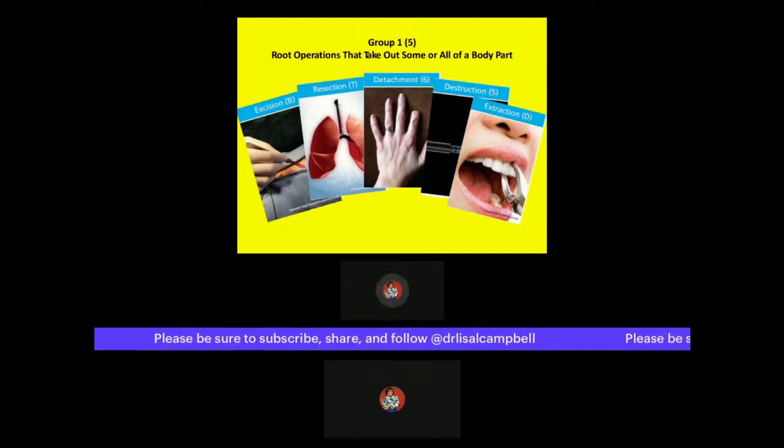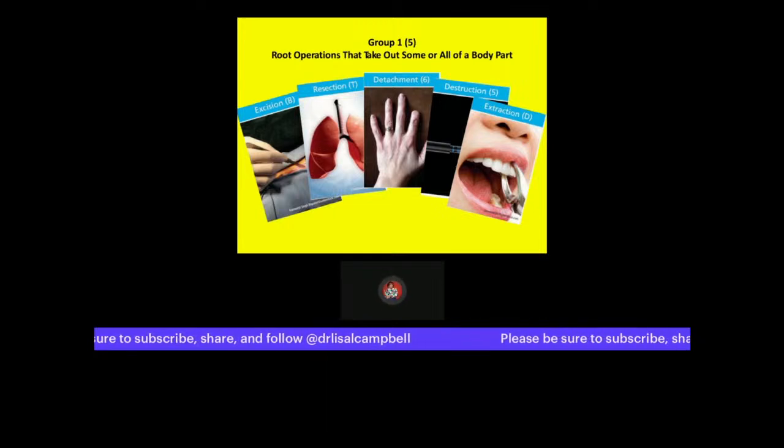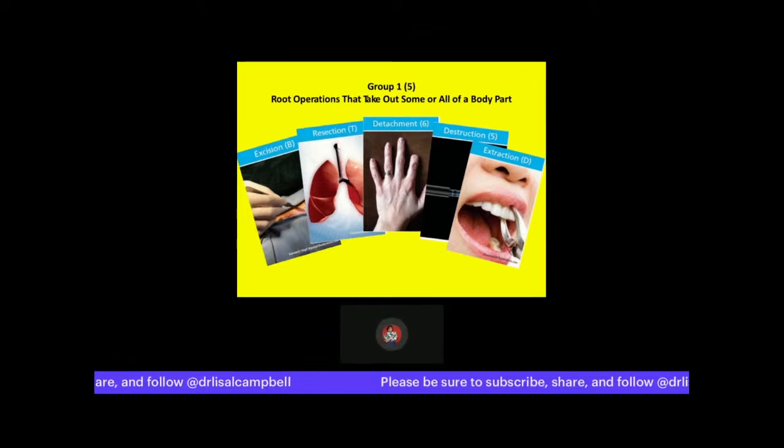As you may recall, there are 17 sections in ICD-10 PCS. Section 1 is the medical and surgical section. And in the medical and surgical section, there are 31 root operations. The root operations are broken down into 9 groups, and they're grouped according to the work that they do.